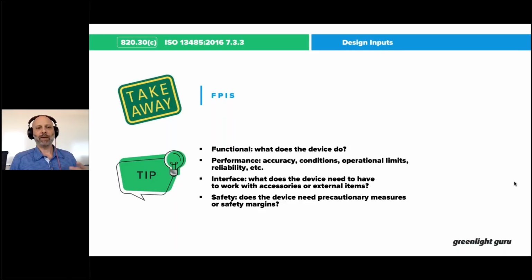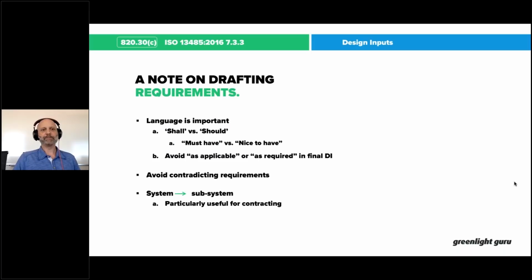Four letters, FPIS. Functional: what does the device do? Performance: are there certain conditions or limits or some sort of reliability that we're trying to achieve? Interface: what does our device interact with? Are there other products that we're going to connect to in some way, shape, or form? We need to know that. We need to define that. Safety: are there certain safety standards or criteria that we need to address? Like for example, biocompatibility. That's a great example of a safety type of item. So just be as thorough and complete as you possibly can.